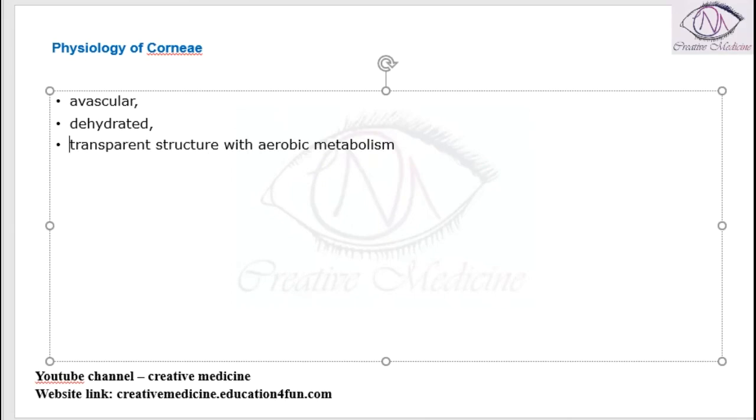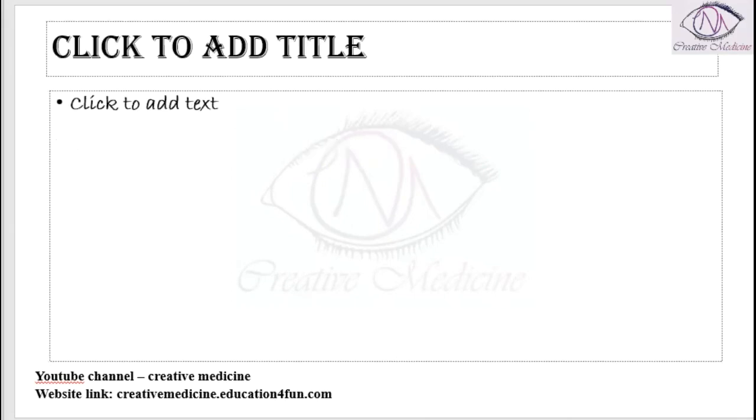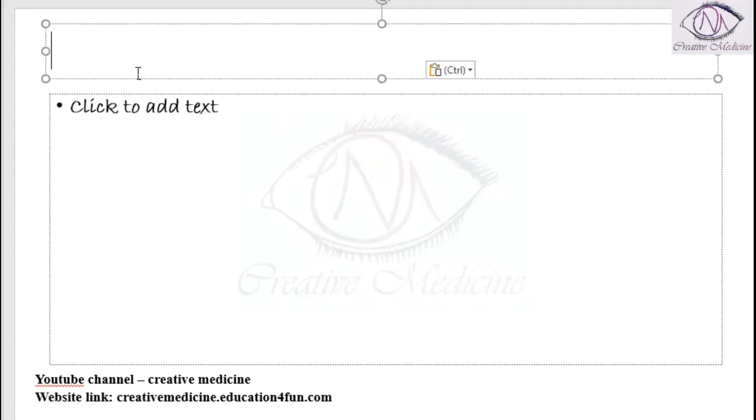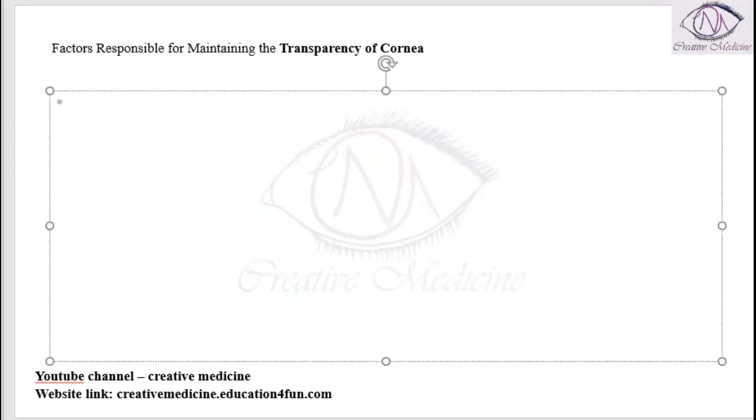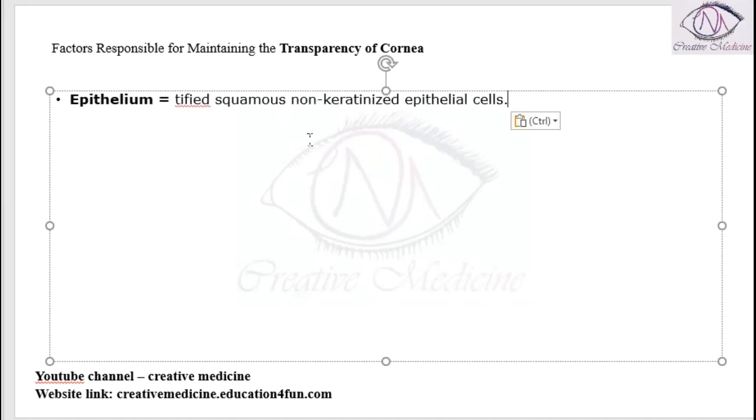So, transparent. How is it transparent? What are the factors which are responsible for transparency of the cornea? Epithelium is responsible for transparency of cornea. How is it responsible? Epithelium is mainly made up of stratified squamous non-keratinized epithelial cells, and thus it is responsible for the transparency of cornea, and it also contains the microvilli.